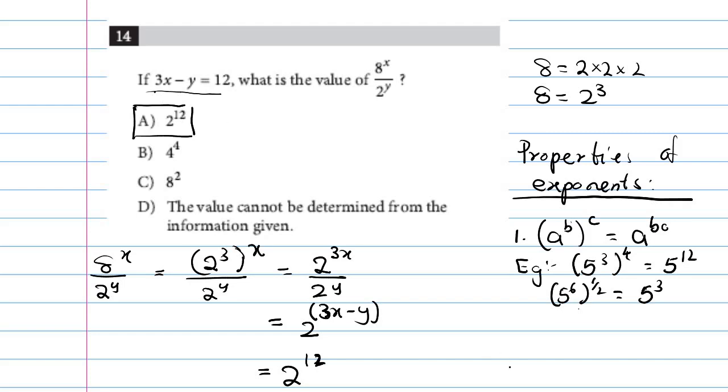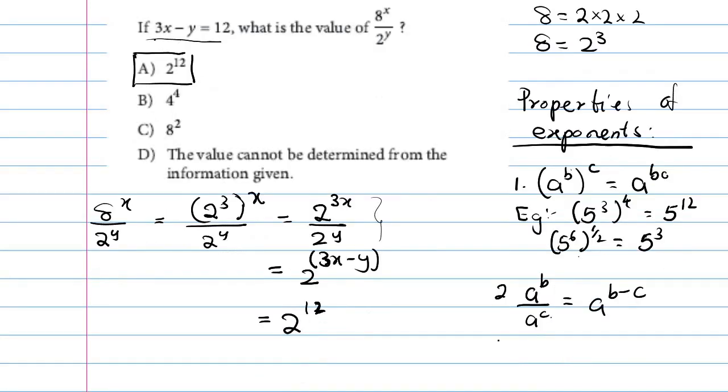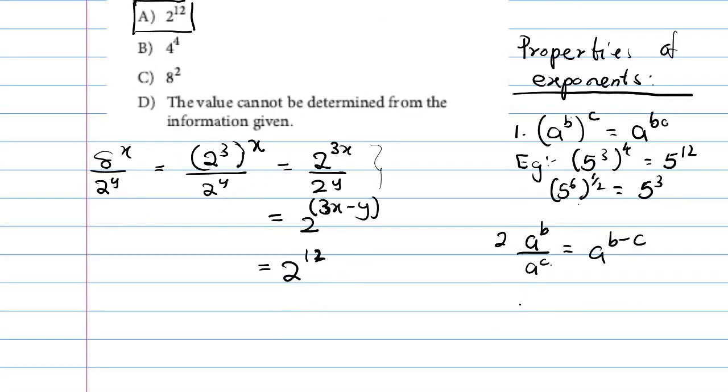Let me go through this property that I used here. If you have a to the b over a to the c, that becomes a to the b minus c. Whatever power you have in the denominator comes up and becomes negative, right? I hope you have seen this earlier. Let me give you an example.